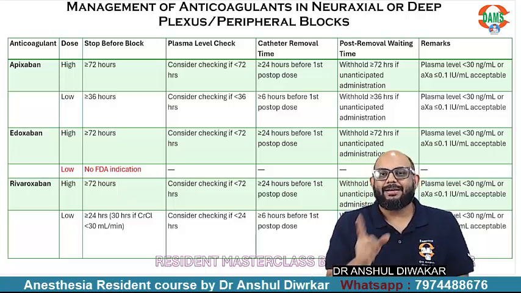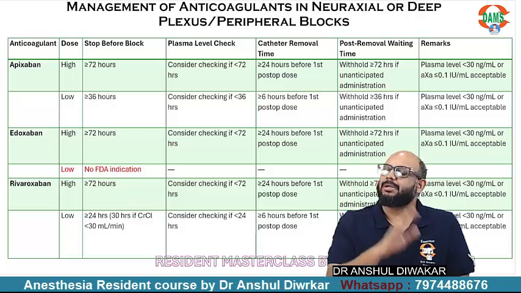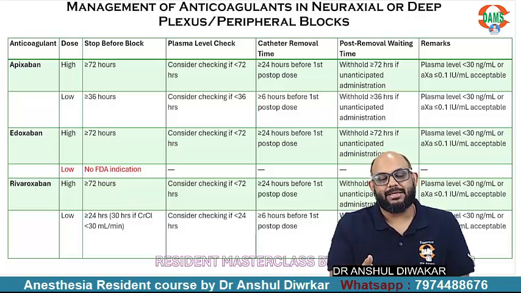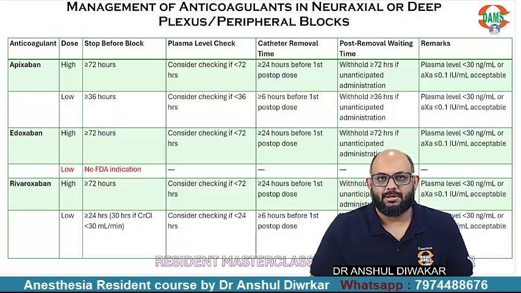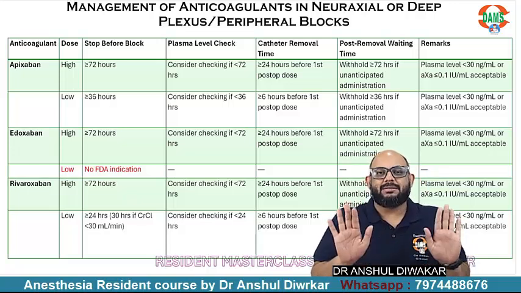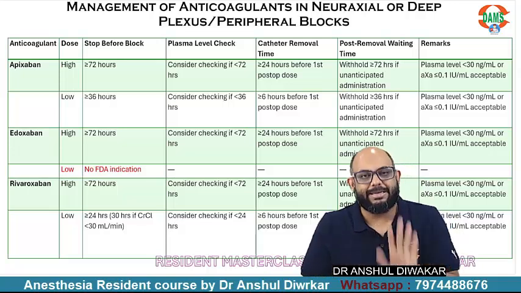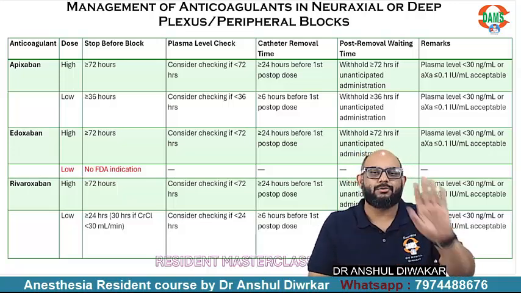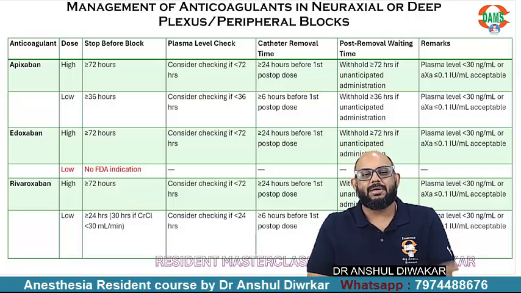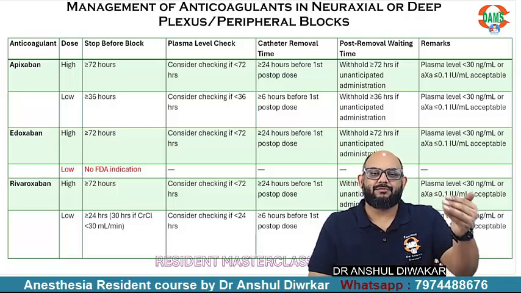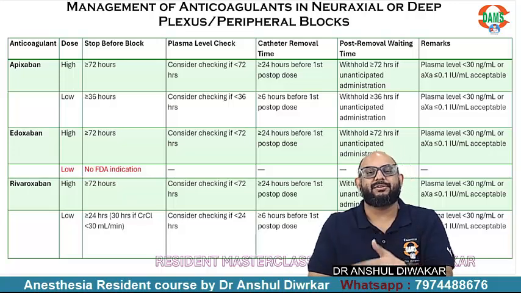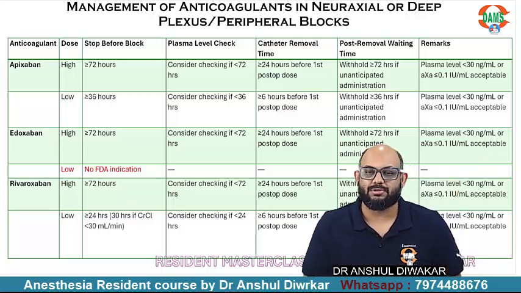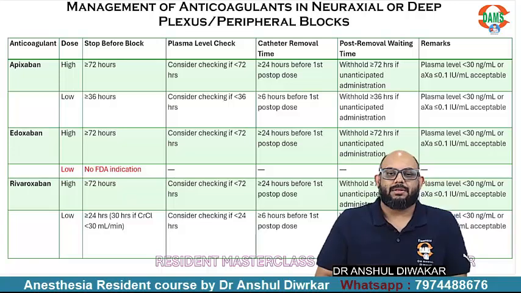There is a DTI, direct thrombin inhibitor, by the name dabigatran, while there are factor 10 inhibitors like apixaban, edoxaban, rivaroxaban. Out of which edoxaban is straightforward. The indication for edoxaban is always high dose only. But for apixaban and rivaroxaban, you have high and low. Dabigatran is very specific, because in renal failure the duration of action prolongs a lot. So let's start with apixaban.